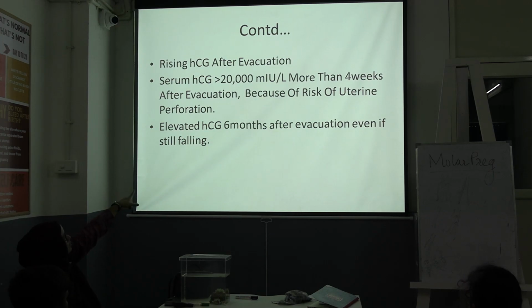Okay. Elevated HCG 6 months after evacuation, even if still falling. Suppose you did beta HCG level, after first week it was decreasing, second week it was decreasing, 4th week, 5th week it was decreasing. Suddenly after say 3 months it started rising again. That means that is going towards choriocarcinoma. Okay, there is some trophoblastic tissue functioning going on. Where it is, because it can be proliferating, either it can be invasive mole, or it can be choriocarcinoma. That's why follow-up is very important.